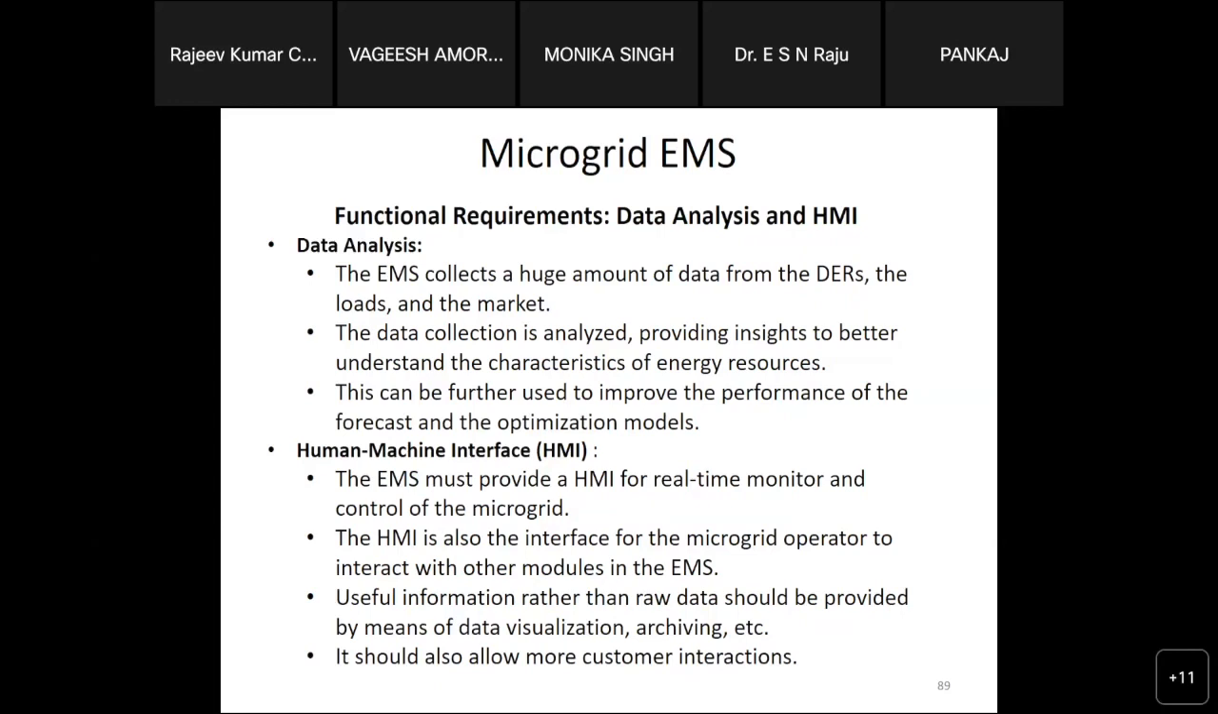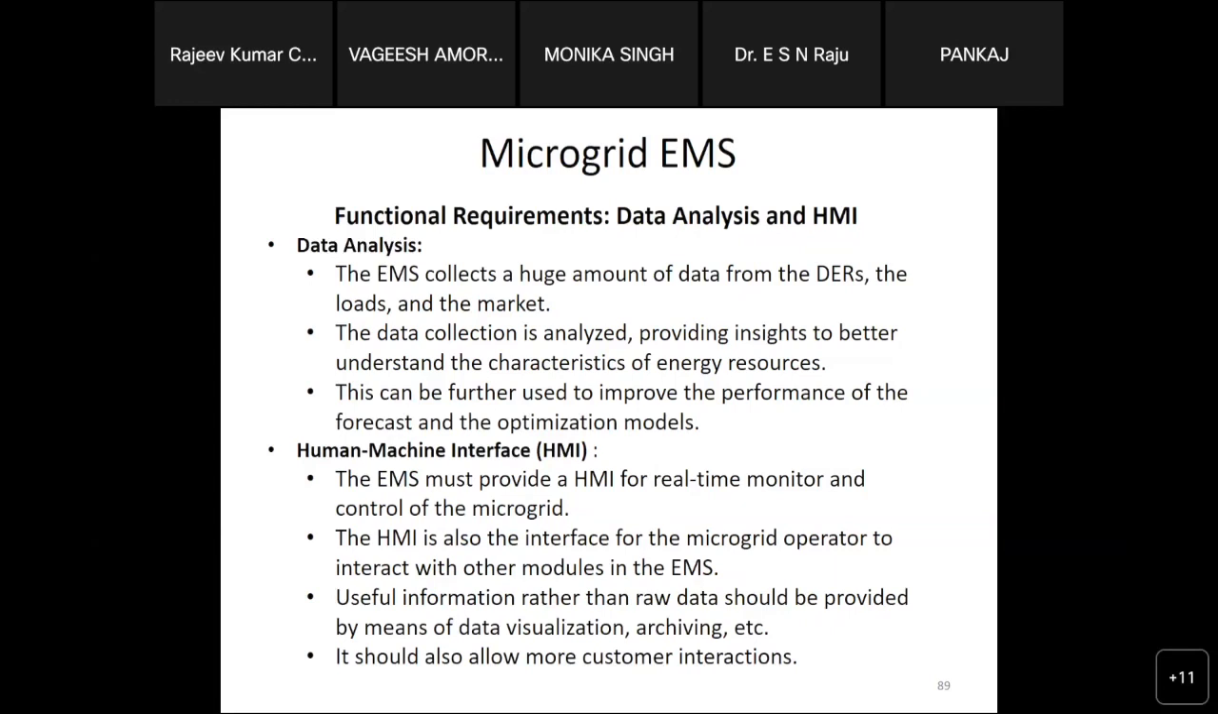Likewise, we must have the HMI for real-time monitoring as well as control of the microgrid, so that we can monitor all the parameters from that HMI panel, and we can also take control actions through the IoT connected devices. The HMI also provides the interface for the microgrid operator as well as interaction with the other modules of the EMS. So as I mentioned, it will monitor and control all the parameters inside one microgrid. It will also communicate with the microgrid operator as well as interact with the EMS modules in the other microgrids.